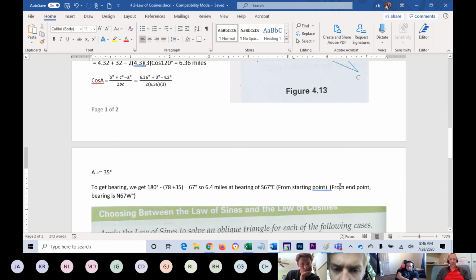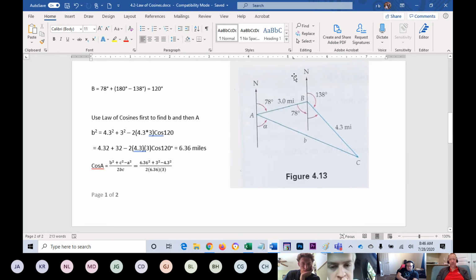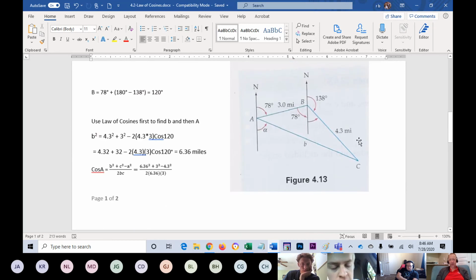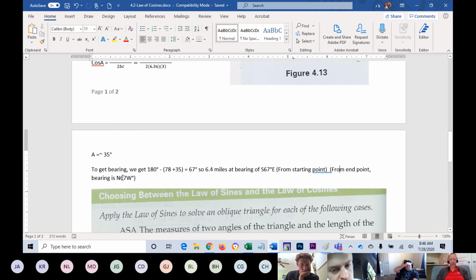Or from the end point, you could also, because if I draw my north-south line right here, then we could do it from that, and you're north 67 degrees west. Okay? Does that make sense?